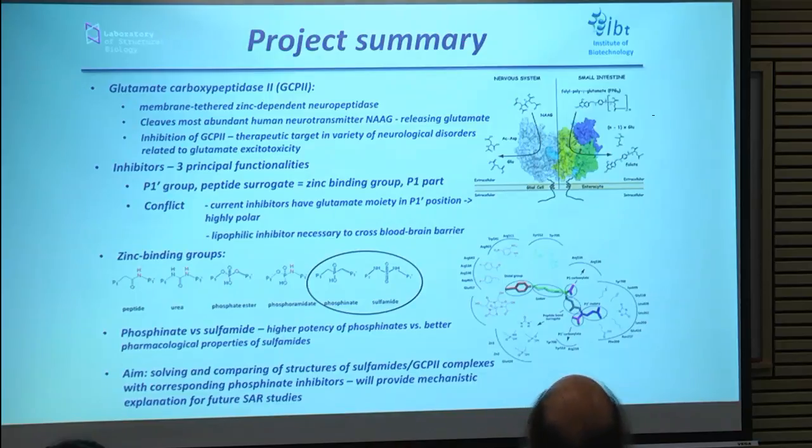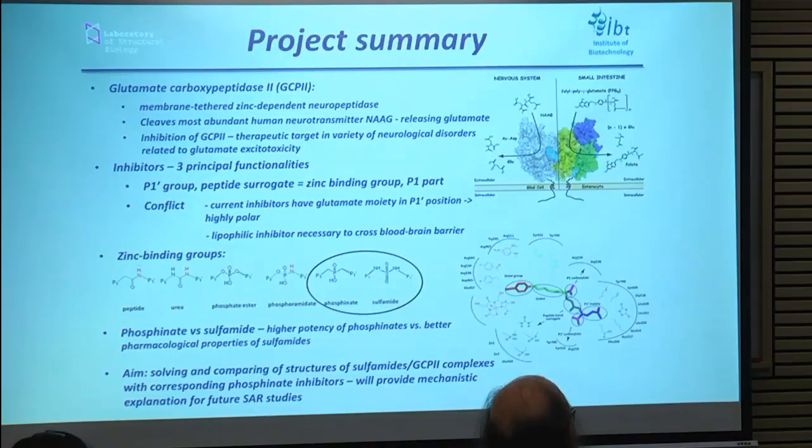Basically, inhibitors are based on its natural substrate, which is the peptide. So this is the scheme of the general inhibitor. There's one part which is the glutamate. Because this is GCP2, it is highly specific for the glutamate part in this position, so there's not much we can do about it in inhibitor design.